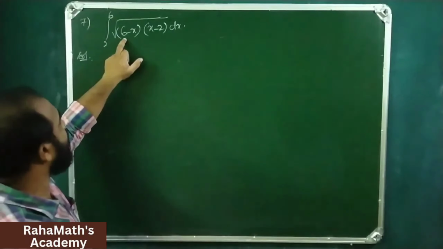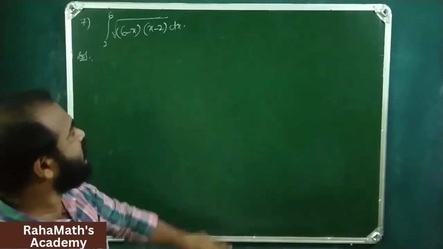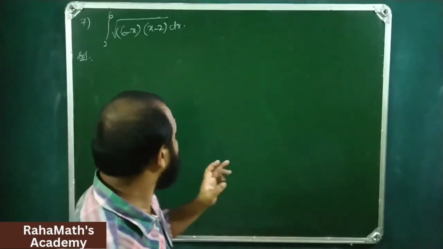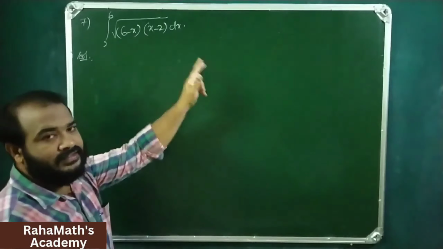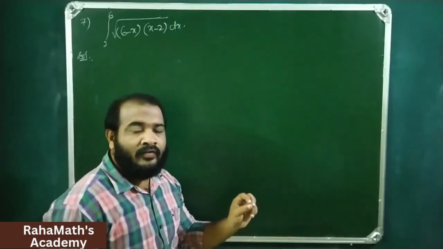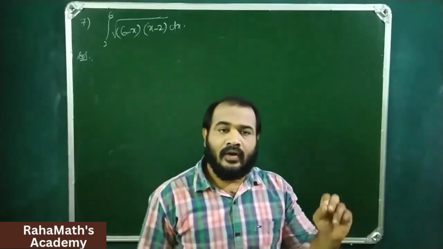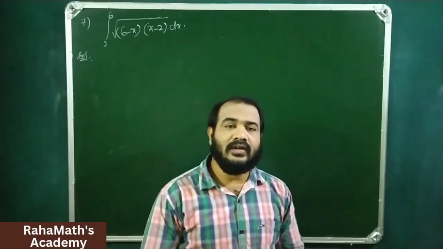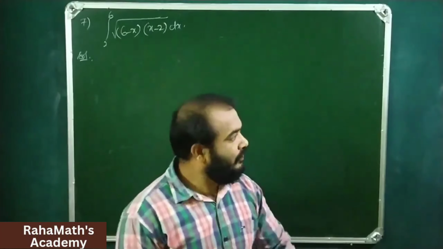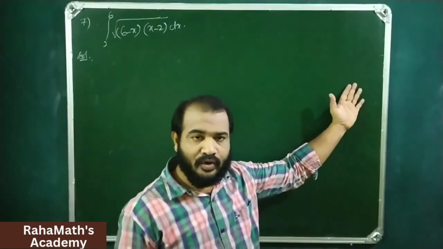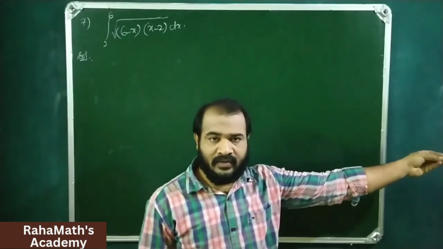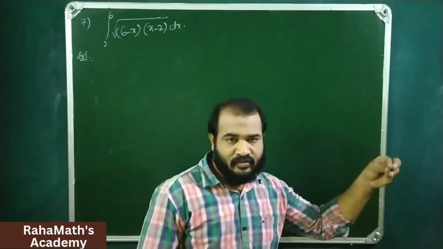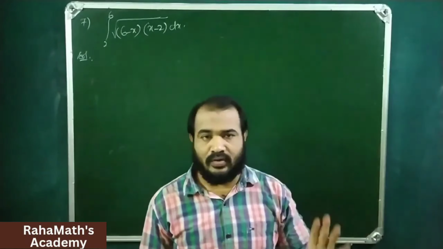Here 2 to 6, 6 minus x into x minus 2 dx. This is in all respects a similar kind of problem. So you need to multiply this. Then we are getting ax square plus bx plus c, one quadratic expression under root. So how do we do this? How did we do the last problem? The same, completion of square method. It will be converted either into a minus b whole square or a plus b whole square.